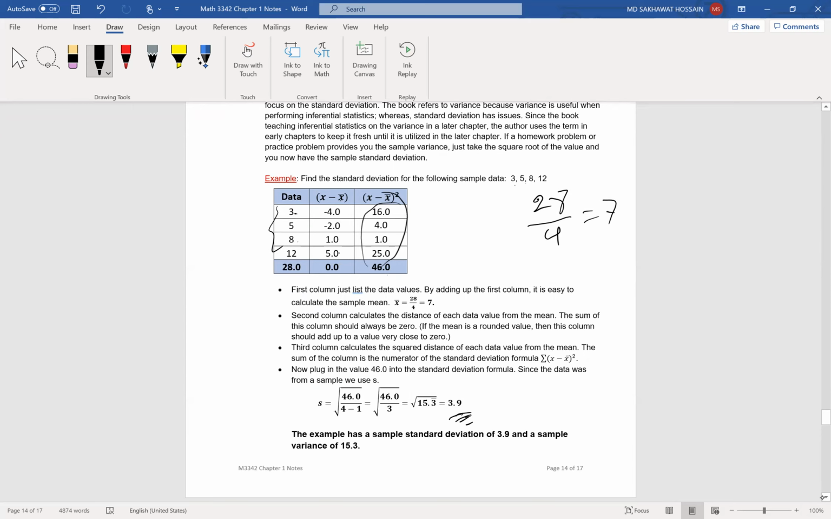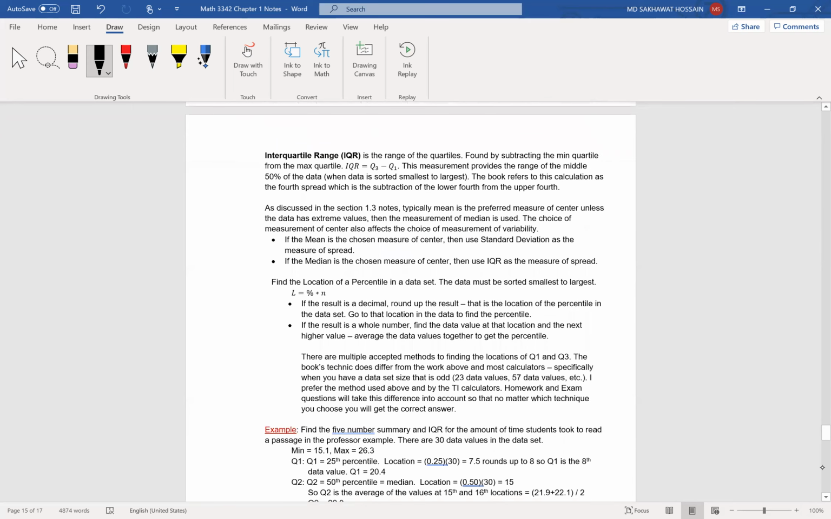So this is the sample standard deviation. You can use a calculator to get the sample standard deviation and sample variance directly. We also use the interquartile range as a measure of variability or spread. So what is the interquartile range? IQR. First you calculate the third quartile and first quartile, and the difference between the first quartile and third quartile is the interquartile range.